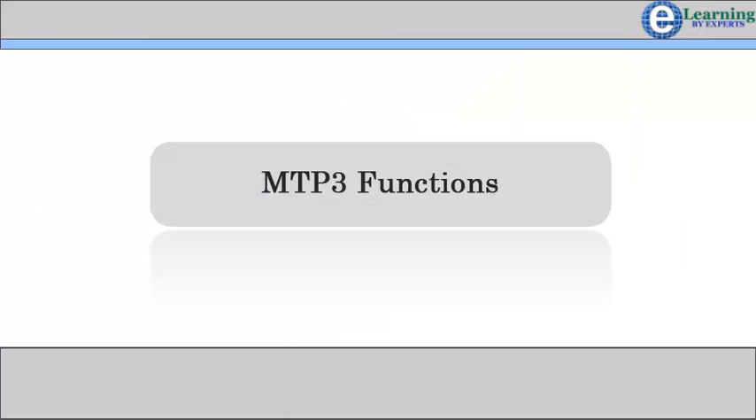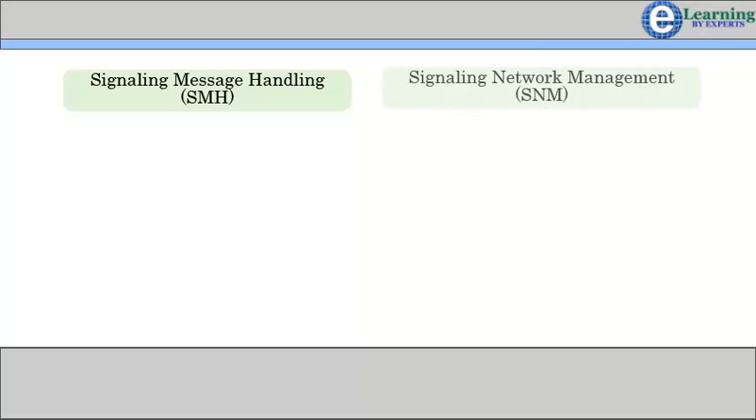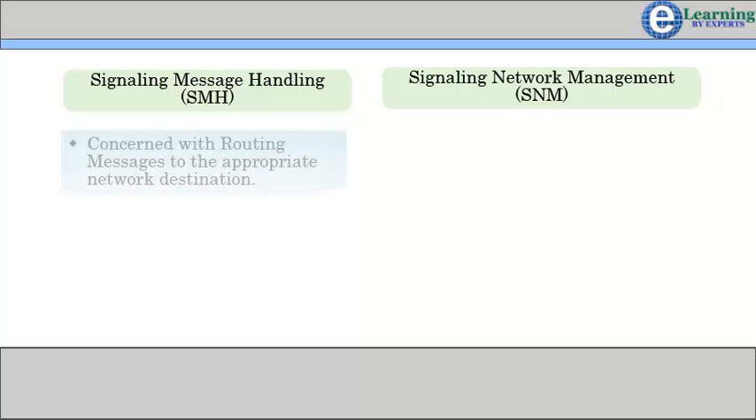The primary purpose of this protocol level is to route messages between SS7 network nodes in a reliable manner. This responsibility is divided into 2 categories: Signaling Message Handling, SMH, and Signaling Network Management, SNM. Signaling message handling is concerned with routing messages to the appropriate network destination.